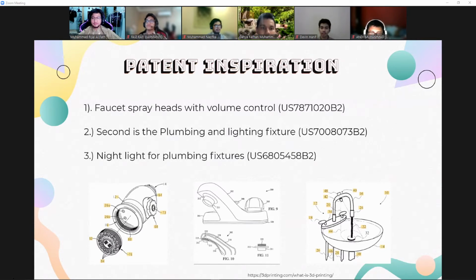The second one is the plumbing and lighting fixture, which patents a light built into the spout of a faucet that can be used to illuminate a sink and act as a night light. And the third one is the night light for plumbing fixtures, which patents a faucet with a water outlet for releasing a stream of water, where in the faucet at least one LED is mounted.